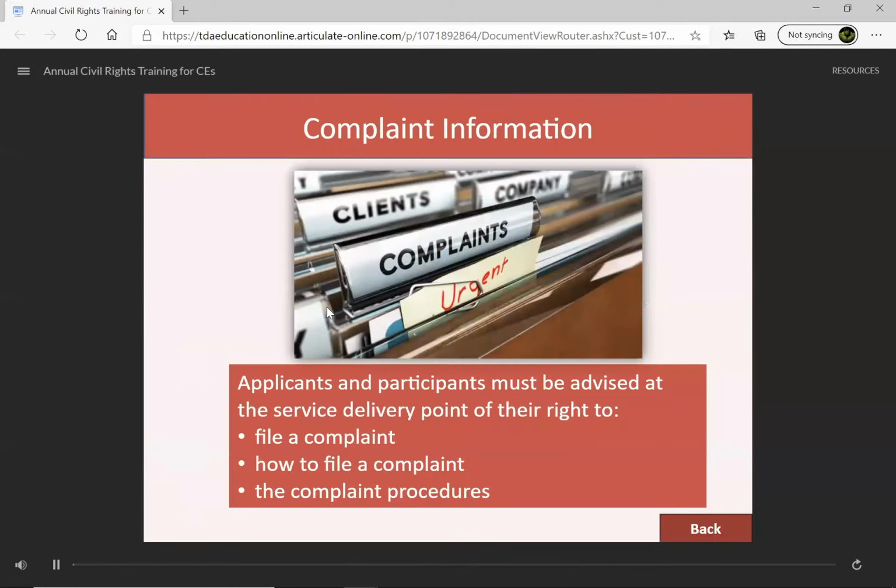Complaint information. Applicants and participants must be advised at the service delivery point of their right to file a complaint, how to file a complaint, and the complaint procedures.